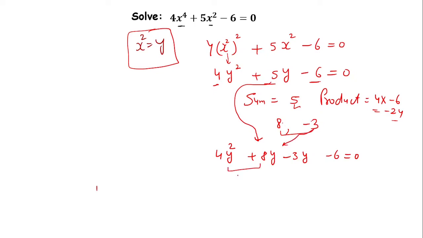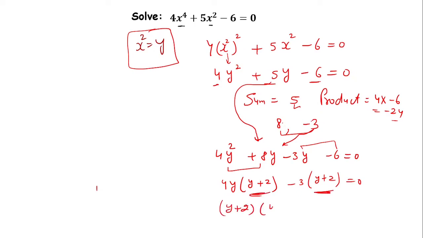What is common in the first two terms? 4y. What is left behind? y plus 2. What is common in these two terms? Negative 3, and the remaining one is y plus 2. Again, we have something common, and the common portion is y plus 2. So y plus 2 times 4y minus 3 is equal to 0.